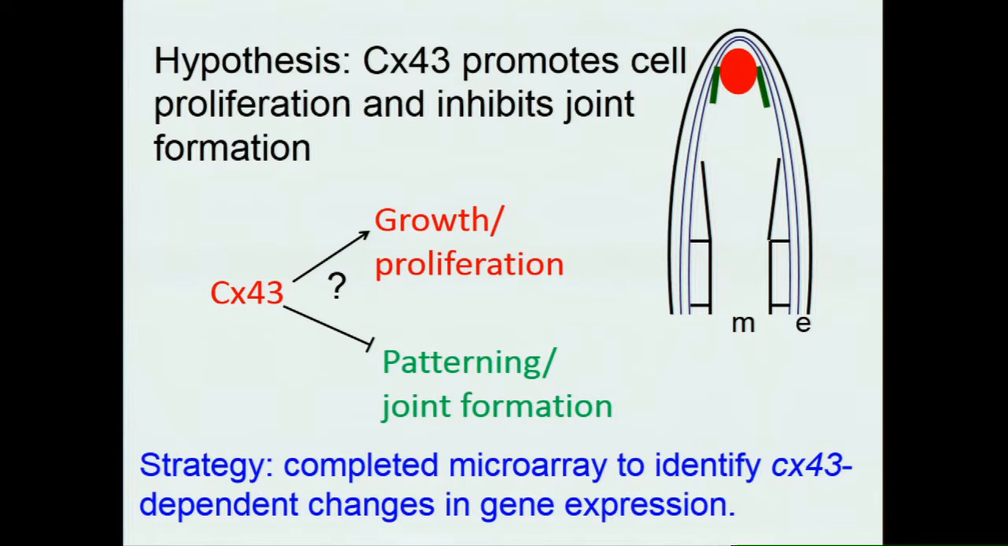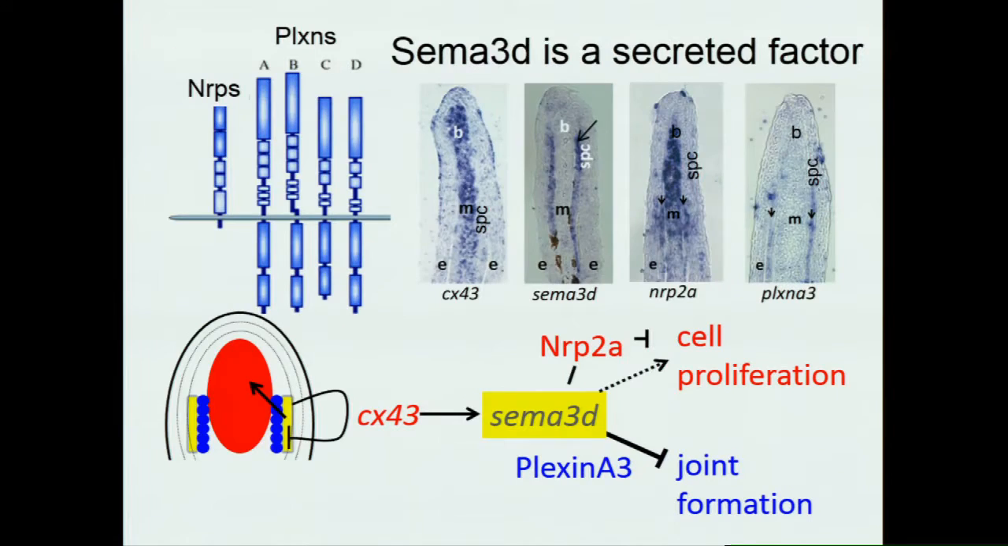To do that, we completed a microarray analysis to identify connexin 43 dependent changes in gene expression. I'm going to tell you about two of the genes that we've analyzed from that microarray. The first is called Sema3d, which is a secreted growth factor. The mRNA for Sema3d is expressed in the lateral skeletal precursor cells adjacent to the connexin 43 positive cells located medially. As part of this study, we identified receptors that Sema3d might use.